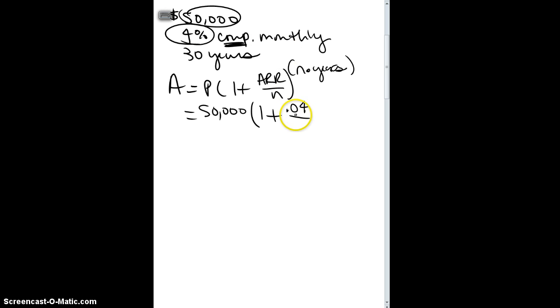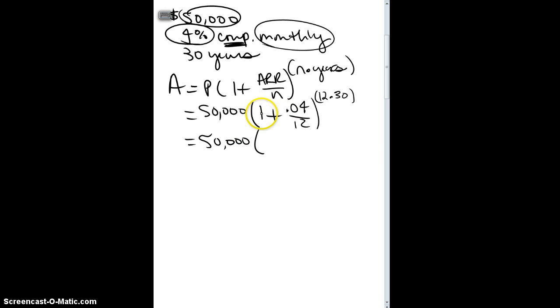And then it's not 4% every month or anything. It's per year, but you're getting it compounded monthly. So you have to divide it by 12 to figure out the interest rate per month. And then here I have to take that 12 months times the number of years I'm going to invest it for, which is 30. Now again, make sure you do the math here before you start taking the stuff in, because you want to do order of operations.